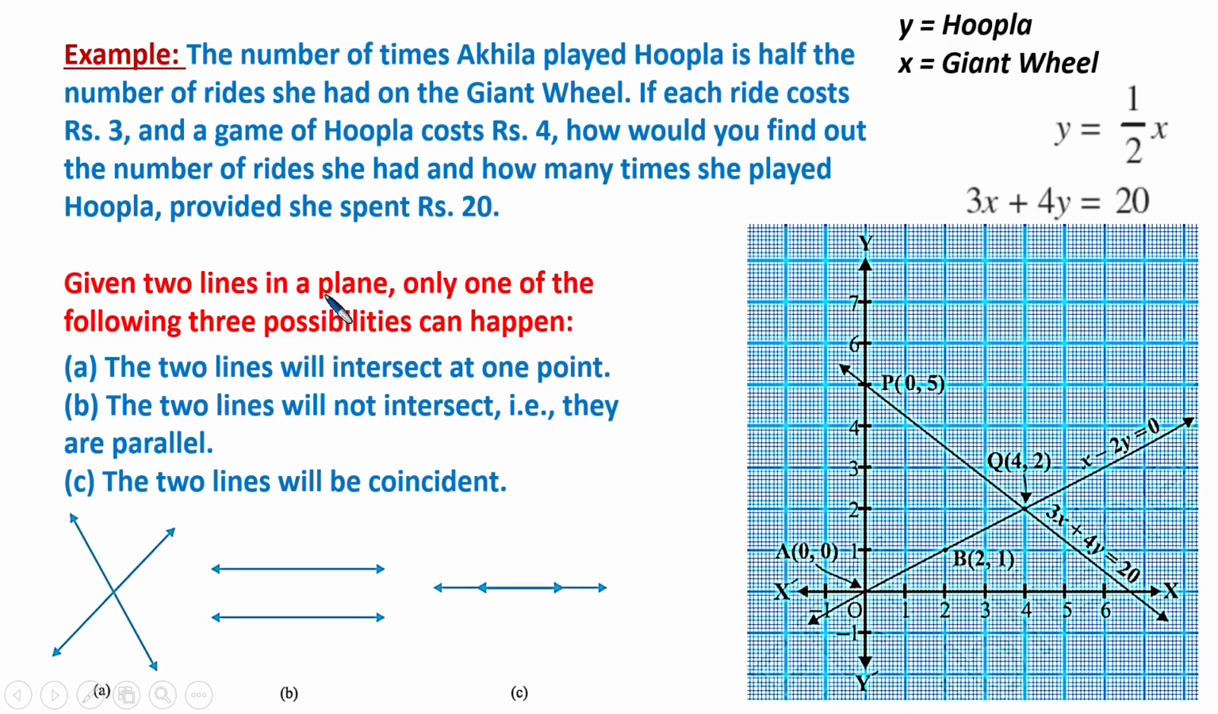Now, given two lines in a plane, only one of the following three possibilities can happen. Either the two lines will intersect at one point if they have different slope. If they are parallel, they will never intersect. And two lines will coincide if they overlap. So these are the conditions: either they will intersect, or they are parallel, or they will overlap.